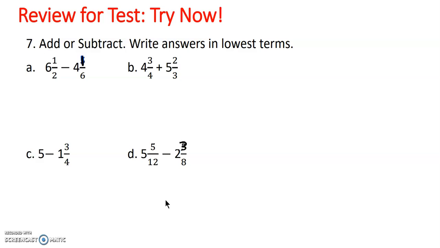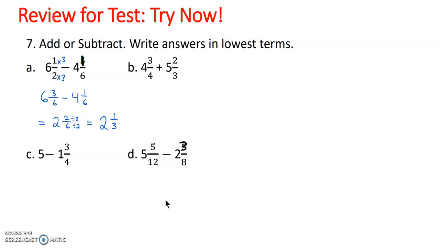For 7a, I have 2 different denominators, so lowest common denominator is 6. So I'm going to be changing my first fraction. That will give me 6 3/6 minus 4 1/6. I subtract my whole numbers. 6 minus 4 is 2. 3 minus 1 for my fraction is 2/6. That's not in lowest terms, so I'm going to have to reduce that. So I'm going to be left with 2 1/3.